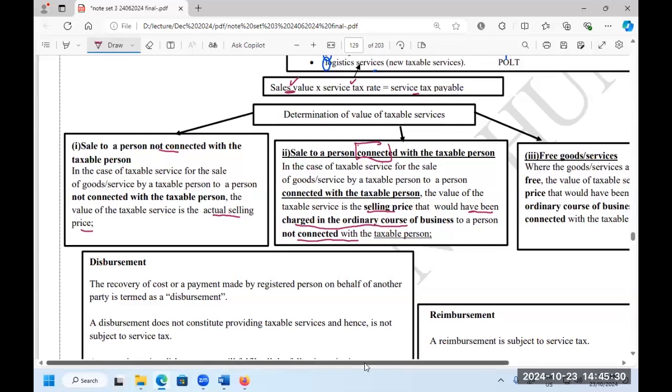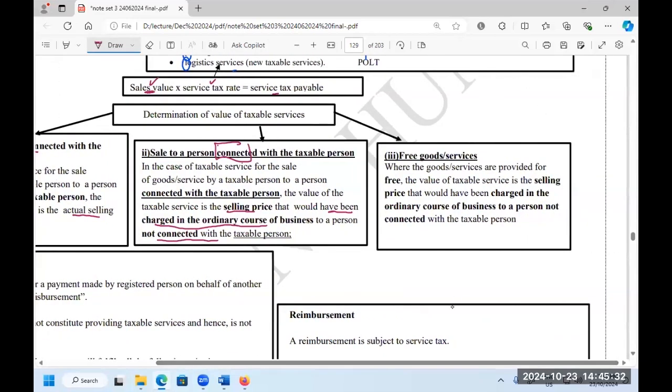Next one, if the company gives free taxable service, then what is the sales value? The selling price that would have been charged in the ordinary course of business when it is sold to a person not connected. All right. So this will be the sales value. We also study sales value for sales tax, which is transaction value. Here we call it selling price.